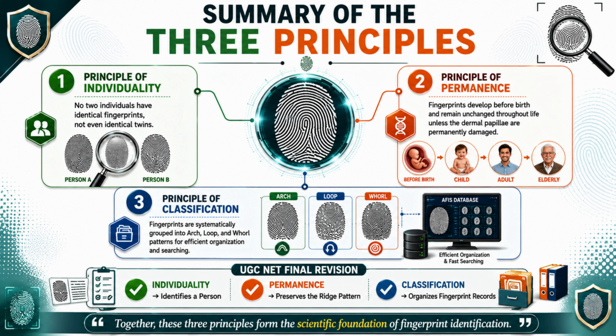records into systematic groups such as arches, loops, and whorls. We saw how this principle transformed fingerprint identification from an impossible manual task into an efficient scientific process, and how modern AFIS technology continues to rely on the same concept.